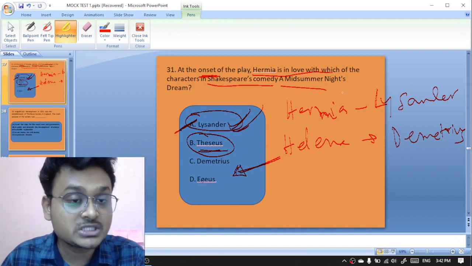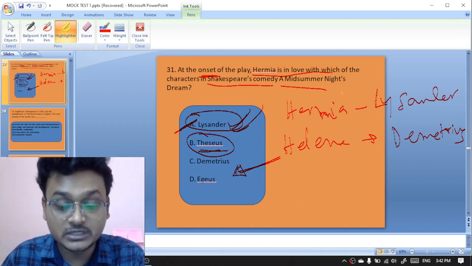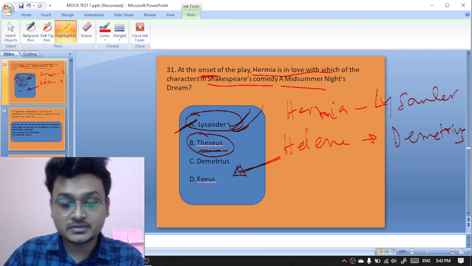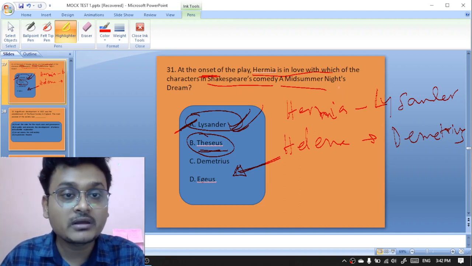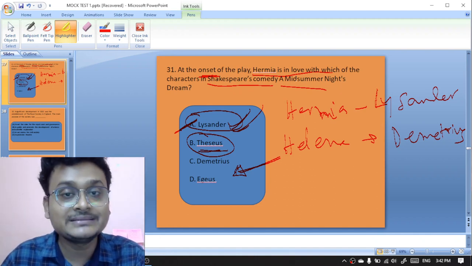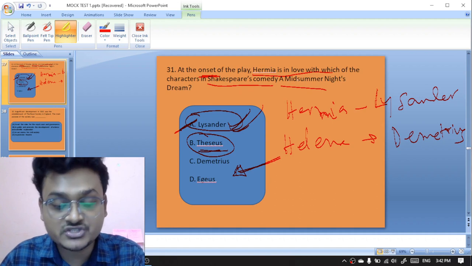Okay. And the king is Theseus and the queen is Hippolyta, where characters like Puck and Bottom appear. Okay. And King Oberon and Titania from Fairyland also appear in that comedy, that is A Midsummer Night's Dream. Okay.